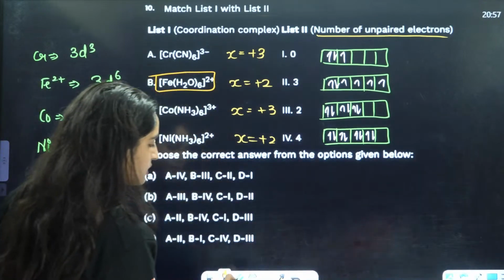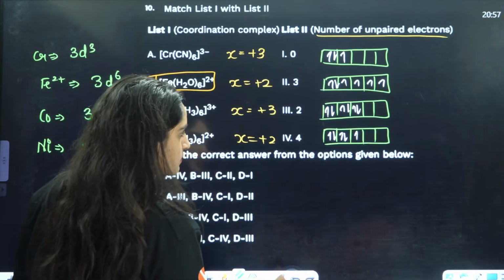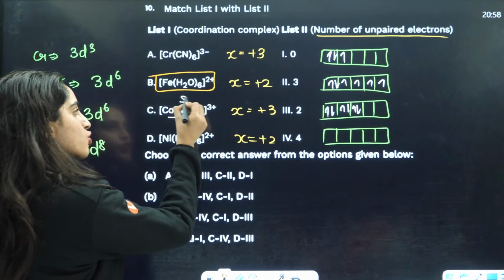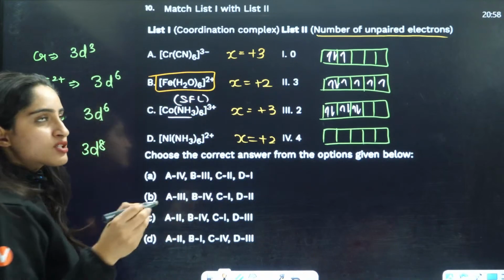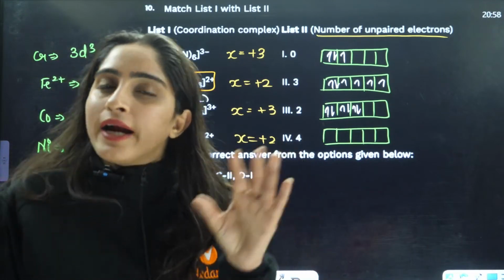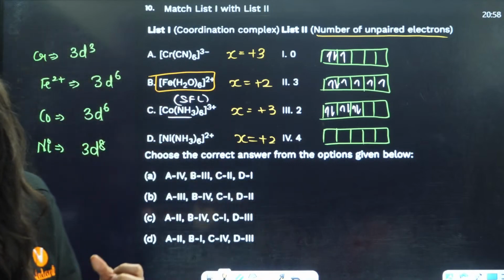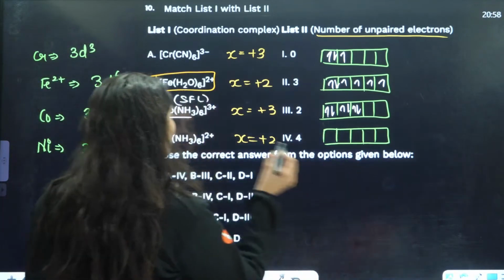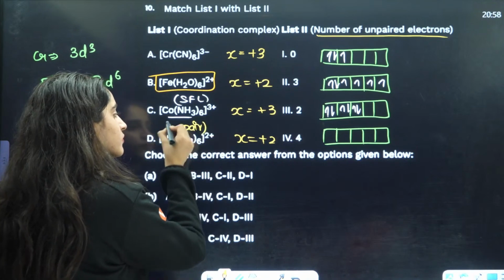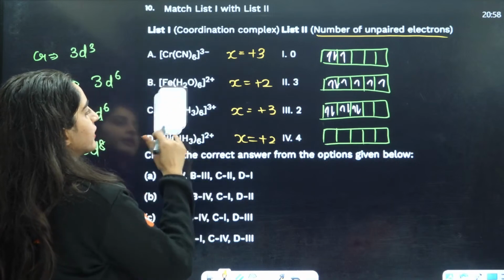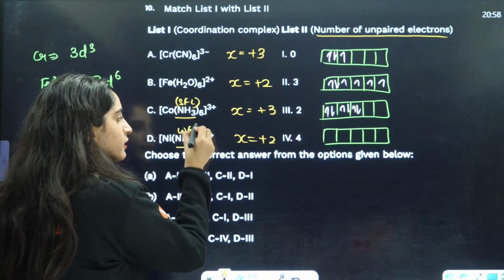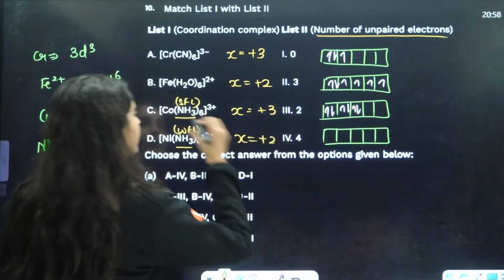Wait a minute, guys. This will not cause pairing, because NH3 here is a strong field ligand. NH3 has a unique behavior basically. In comparison to cobalt, it is a strong field ligand. In comparison to nickel, there is no pairing. So I can just write it here: here it is a strong field ligand, here it is a weak field ligand. That is a very, very important thing.